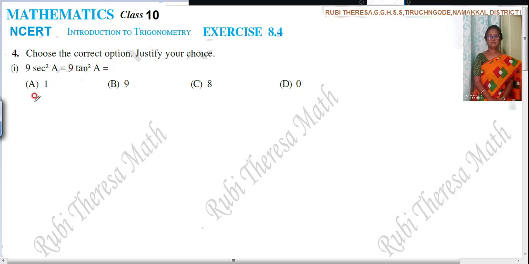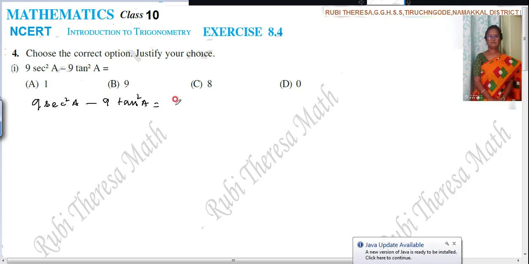So, first you write it. Actually, it's a 1 mark question, so no need for these steps, but for the explanation purpose, I am writing this. 9 secant squared A minus 9 tan squared A equal to, here is 9, here is also 9. So you take 9 out as a common number, isn't it? So secant squared A minus tan squared A.